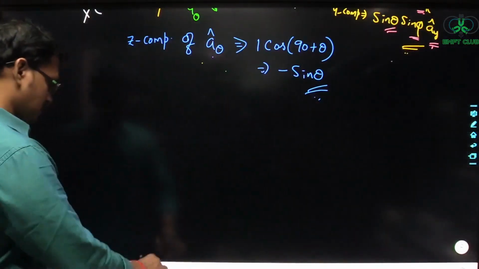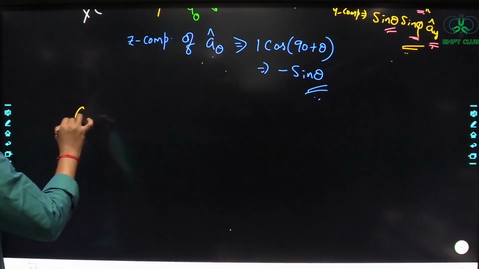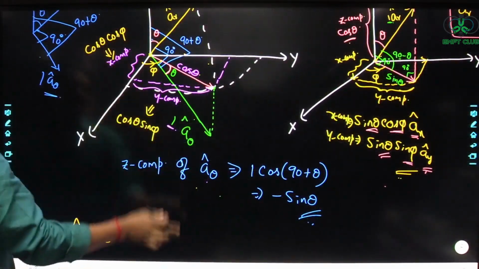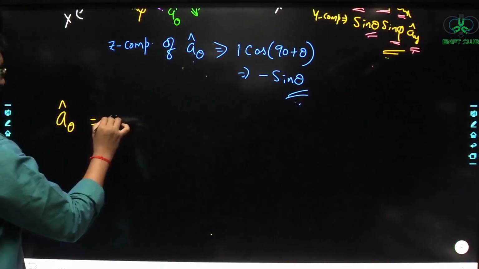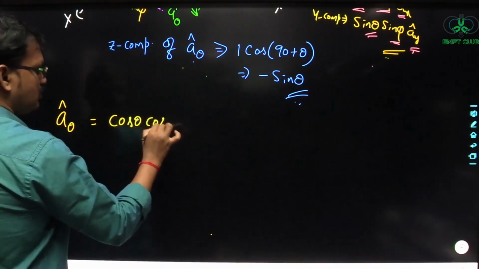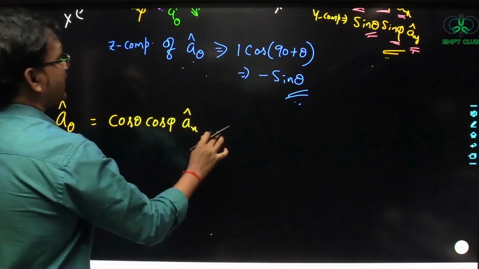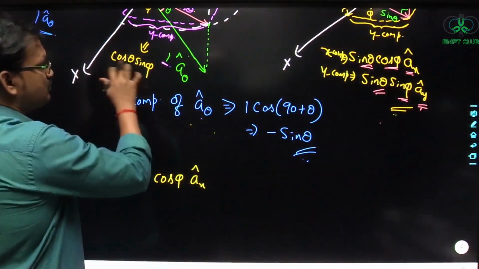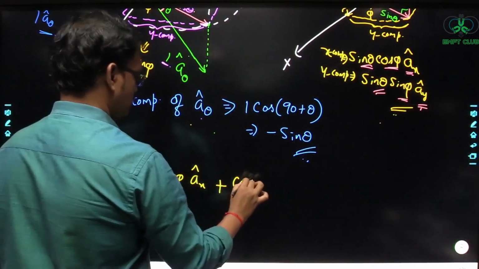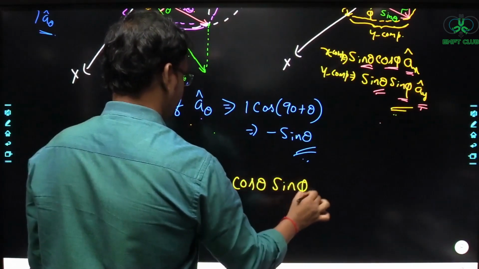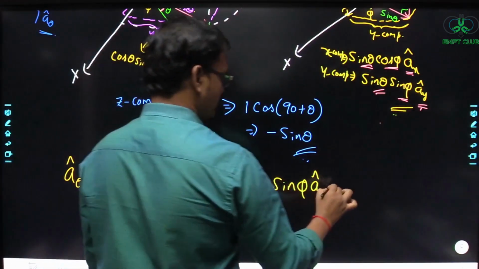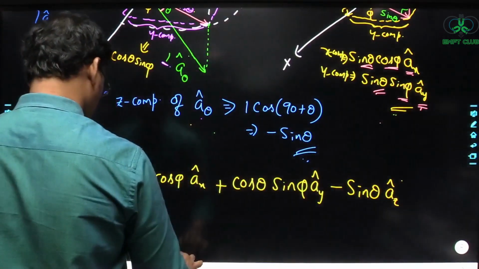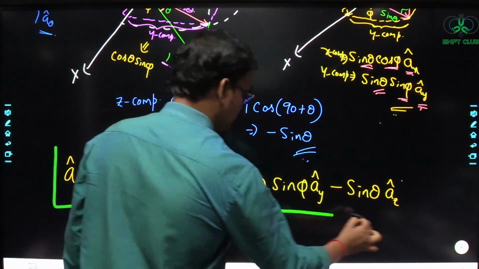So that means I can write a theta cap is equal to cos theta cos phi ax cap, its x component. Next, the y component is cos theta sin phi ay cap, and the z component is minus sin theta az cap, right? So this is the expression for a theta cap.